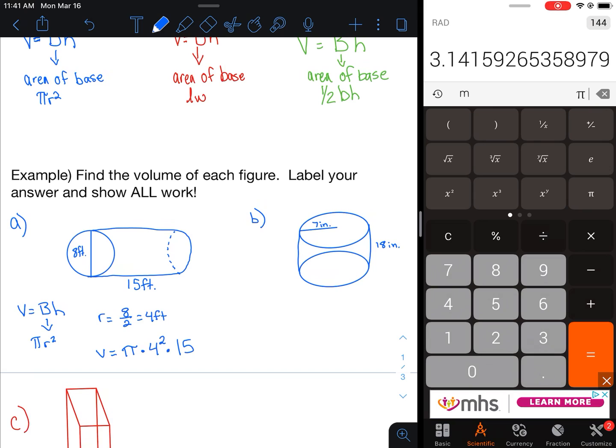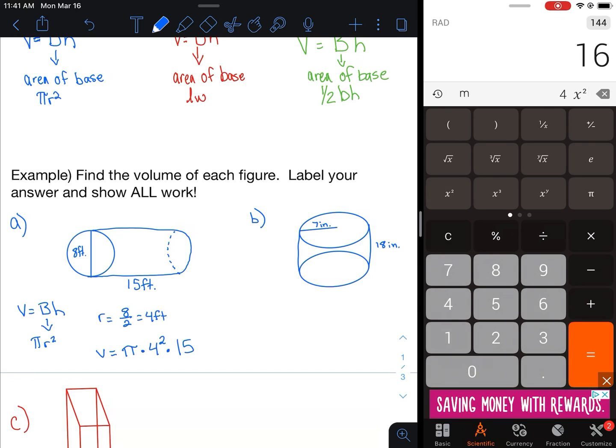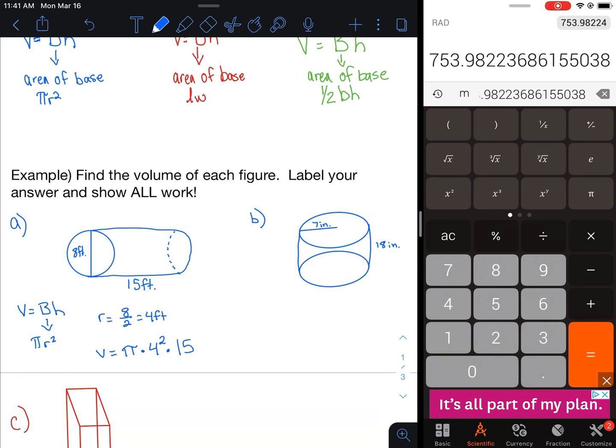So remembering that we have to clear our calculator, we want to square 4 first because our order of operations says exponents first, then multiplication. So we're going to square 4, which is 16. Then we're going to multiply by pi using the pi button, and then multiply by 15. And then we'll hit our equal sign. And that gives us a total of 753.98. That 2 after the 8 causes the 8 to stay the same. So we'll have 753.98 feet cubed as our answer.